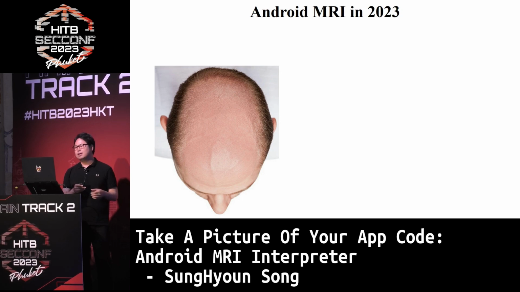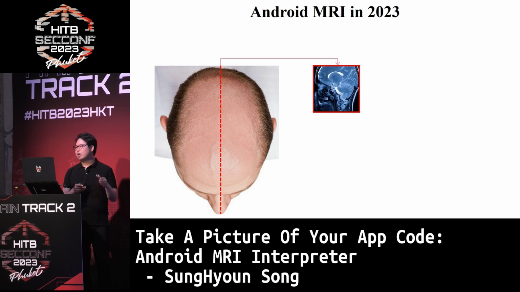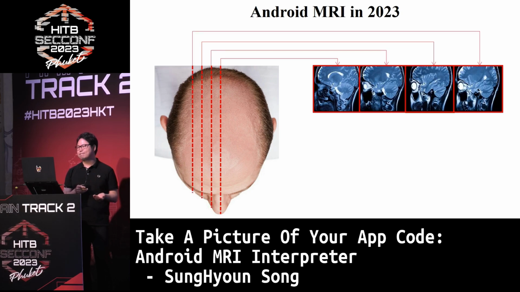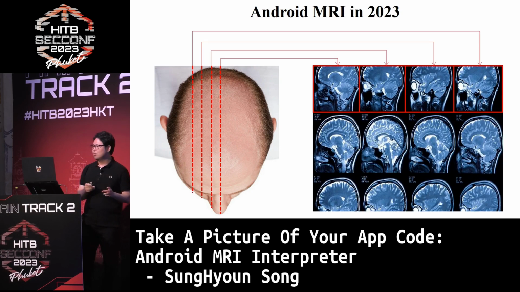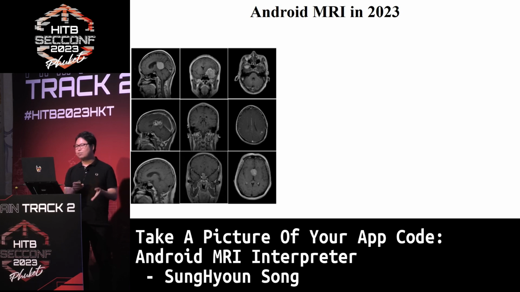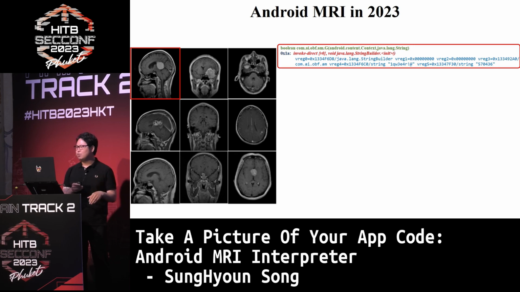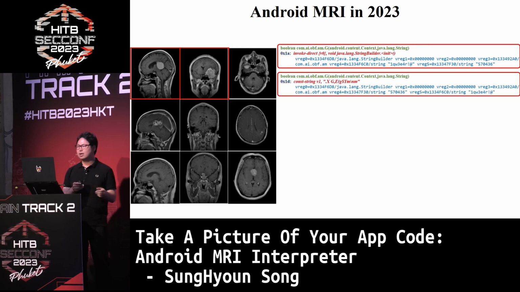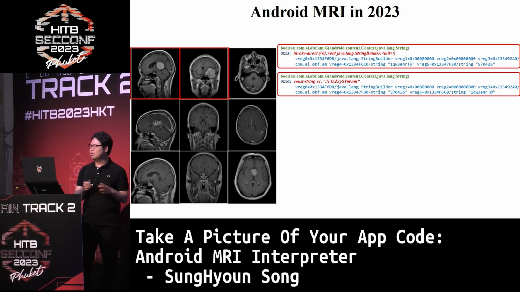Second, a medical MRI provides the ability to capture images by layer, allowing for the detailed examination of a specific organ. They were not just simple photos, but rather enable precise cross-sectional imaging of organs within the human body. Therefore, I developed a feature in the Android MRI that dynamically outputs a code image of the target function. This image allows for the very detailed examination of each instruction executed within the target function.